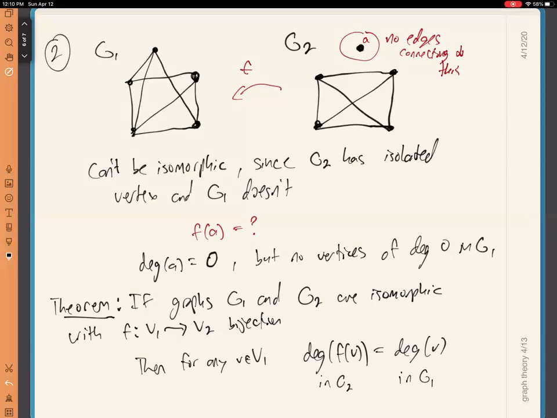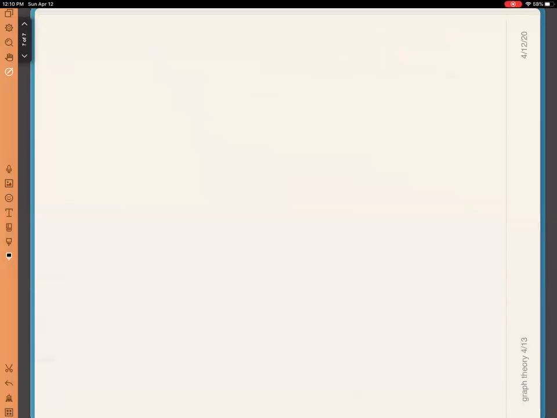Right, and so how do you prove this? Well, this is just a direct consequence of the fact that the function f preserves the edge relationships, right? So imagine if, let's say V, right? So let me get some more space on the next slide. So what is the proof?